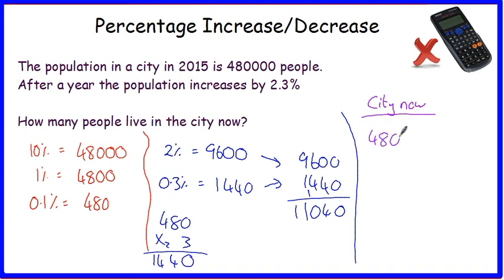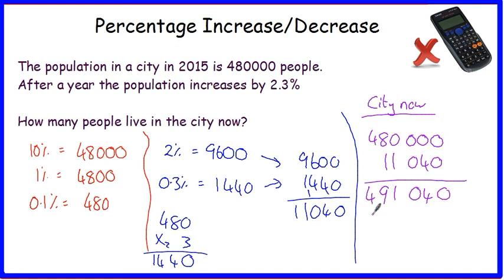How many live in the city now? There'll be 480,000 plus 11,040. So just add these up. 491,040 people.